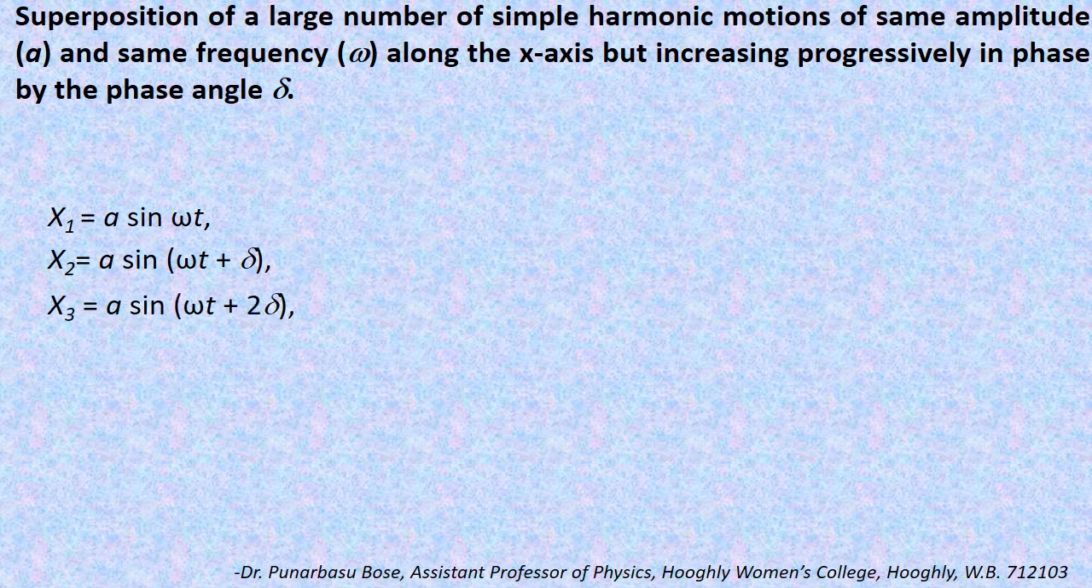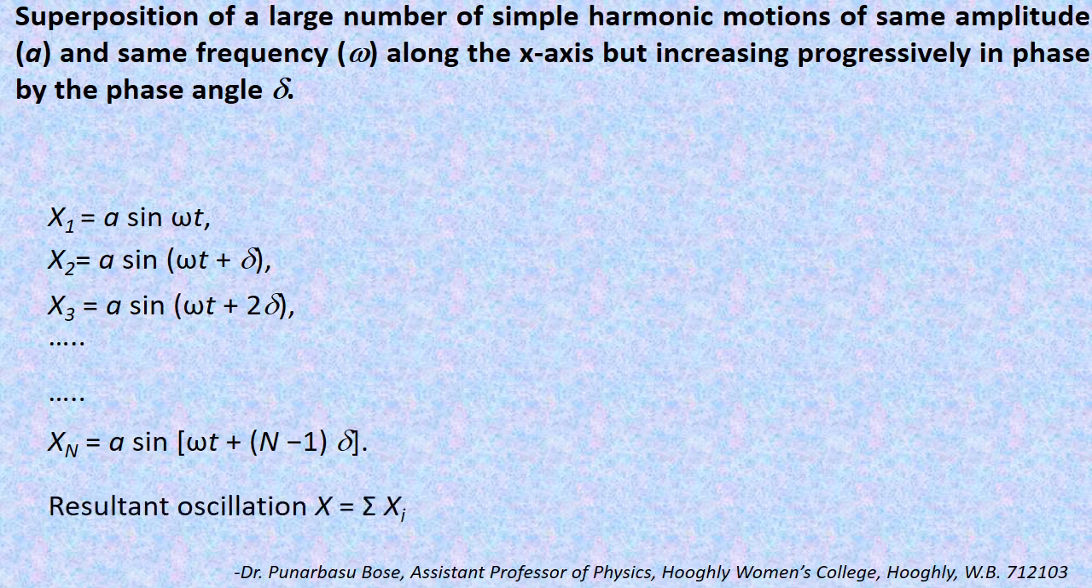And the third oscillation is taken as x3 equals a sine omega t plus 2 delta, as the increment of initial phase in respective oscillations is taken to be delta. In this way, the nth oscillation can be written as xn equals a sine omega t plus n minus 1 delta.